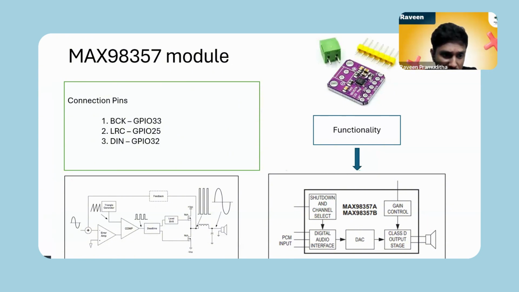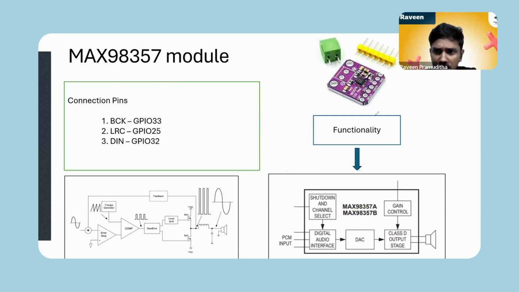This is the internal functionality of this module. We give the digital input to this interface, and there is a digital to analog converter, and a class D output amplifier for amplifying the signal. Also we can control the gain of the amplifier using this pin. There is a pin for gain, and also shutdown and channel select pins.